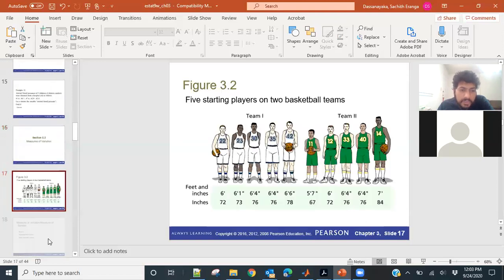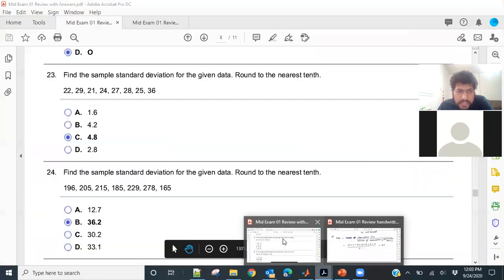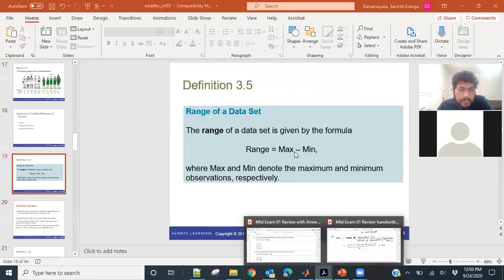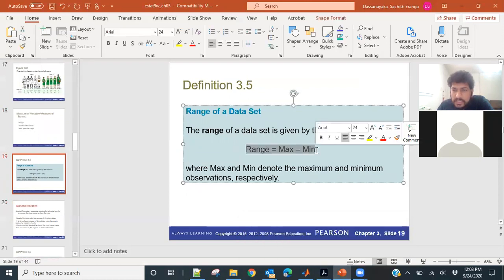For variation, this is where the standard deviation comes into play. There is another one you should know, range. It is very easy. Range means maximum minus minimum, maximum value minus minimum value. So you can have that gap, the width.